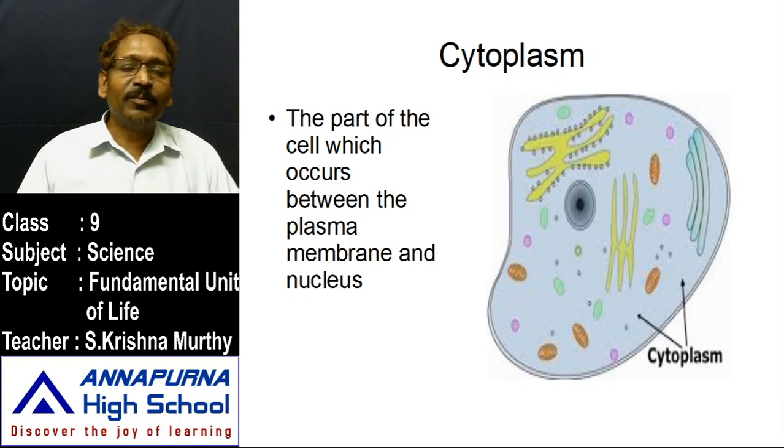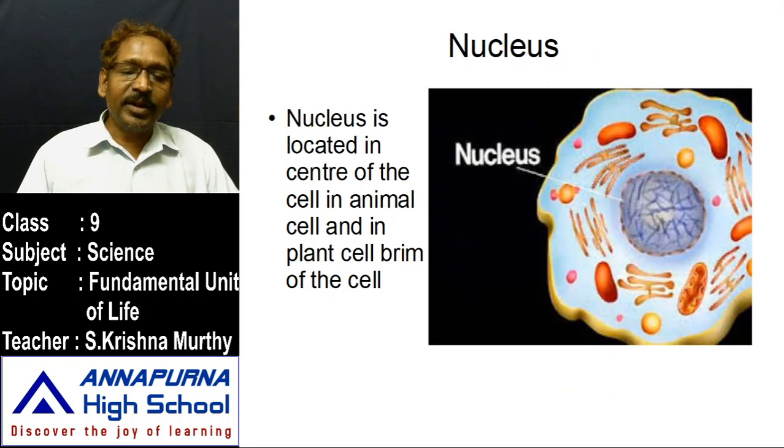the cytoplasm. So what is the function of the cytoplasm? The cytoplasm supplies the required amount of material to each and every organelle. So let us discuss another, third important one. Why have we declared it as the third one? First one plasma membrane, second one cytoplasm, and third one nucleus.